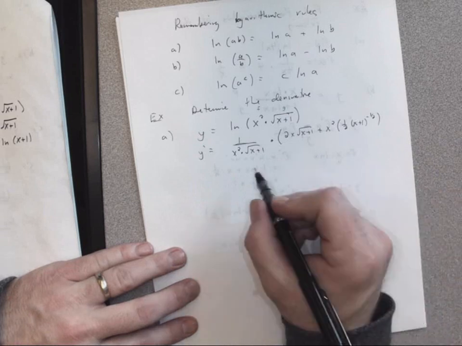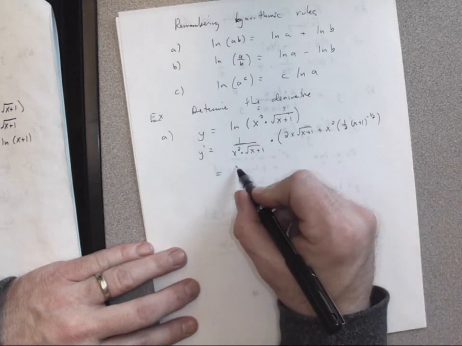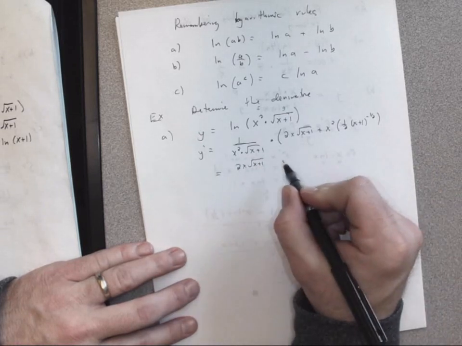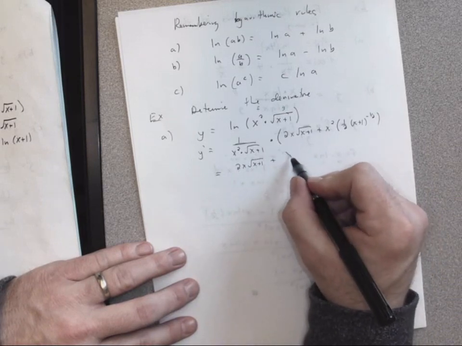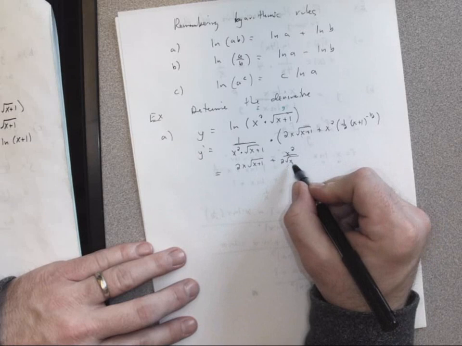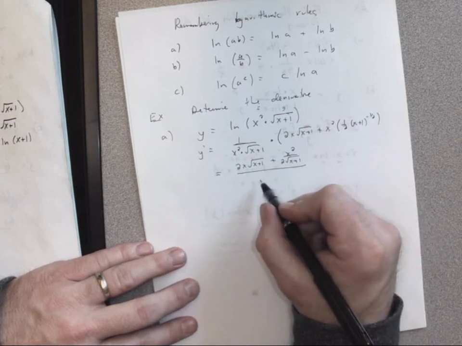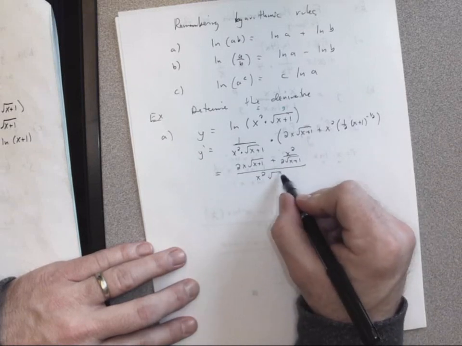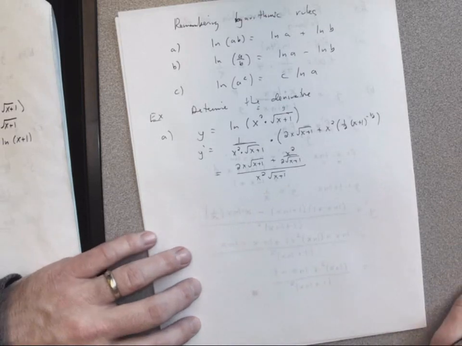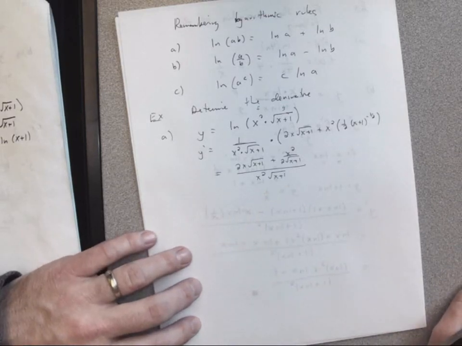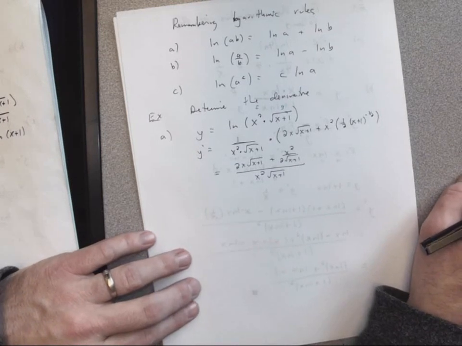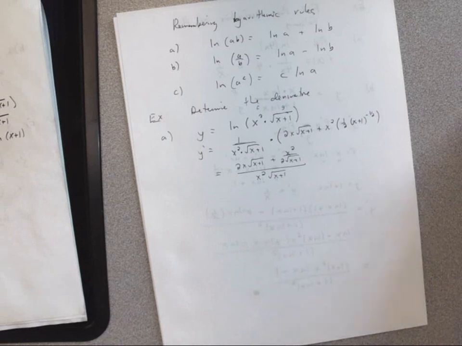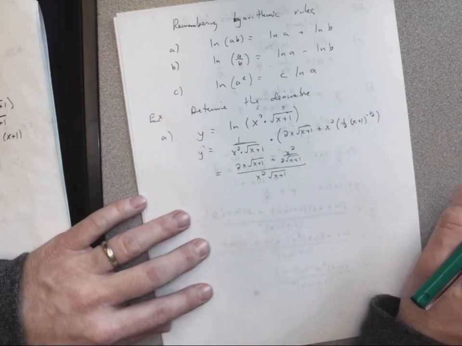So what we get here is 2x root x plus 1 plus x squared all over 2 root x plus 1, all over x squared times root x plus 1. And we could clean this up quite a bit, so let's do it. Let's clean this up and maybe I can show that they're equal.